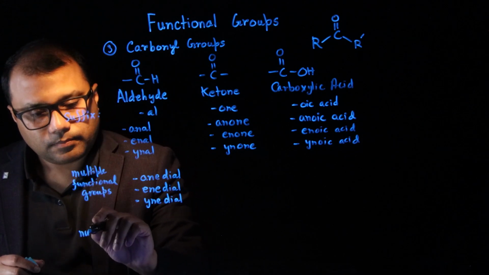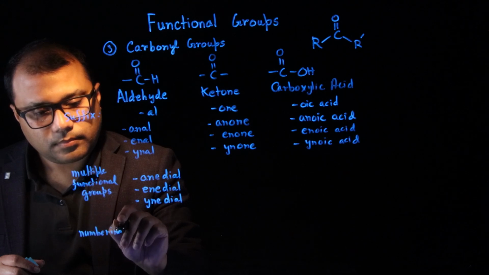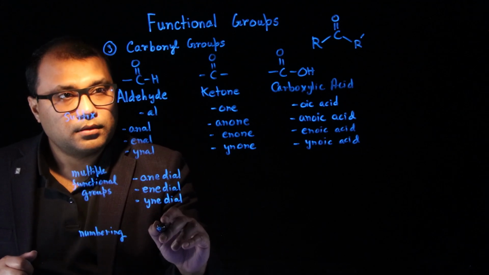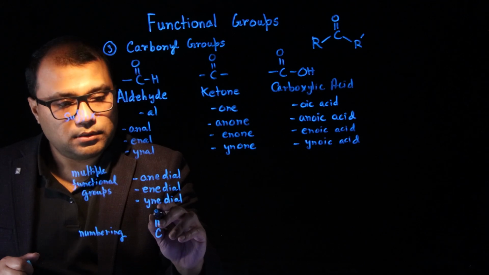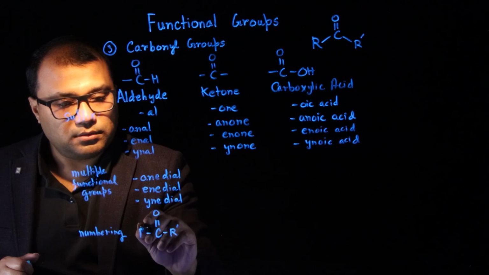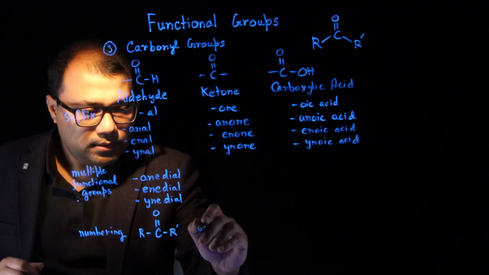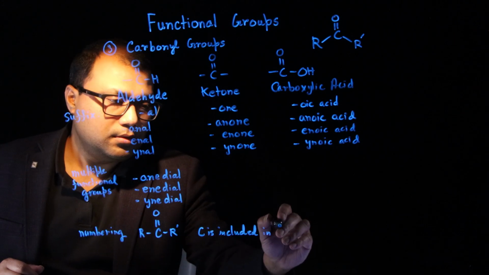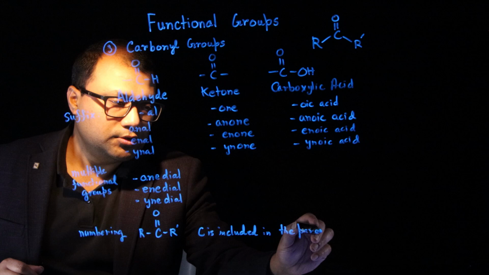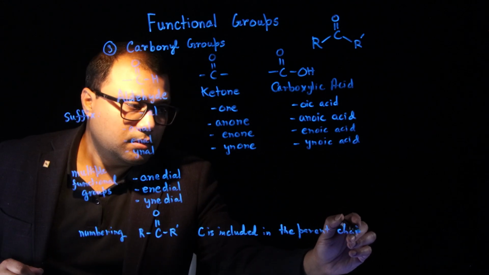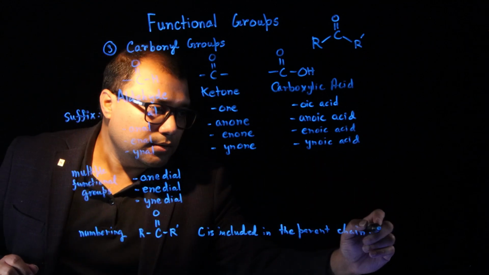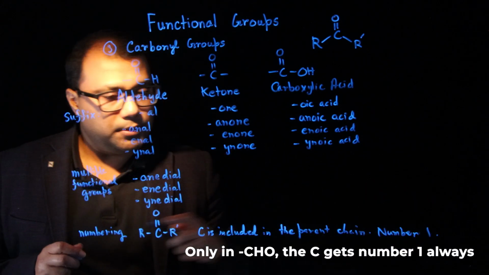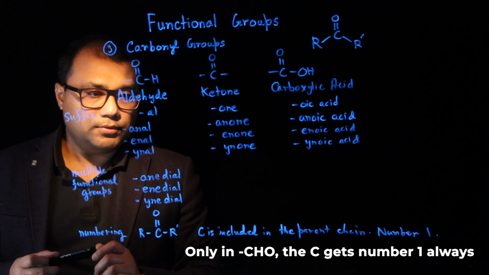Numbering wise, the C of the aldehyde group is included. So let's see this. I'll just mention, because this applies to all of them, C is included in the parent chain and is given number 1. Okay, when we take some examples, you will see how that works out.